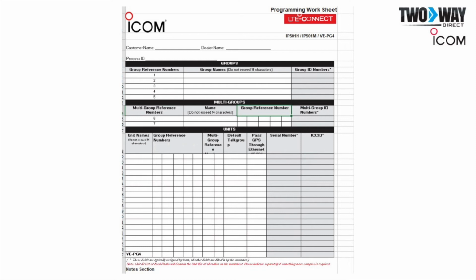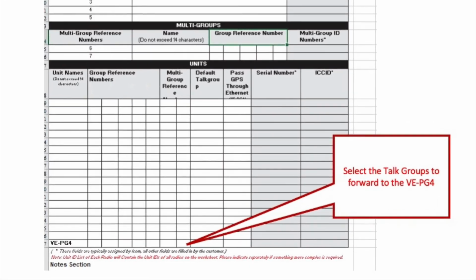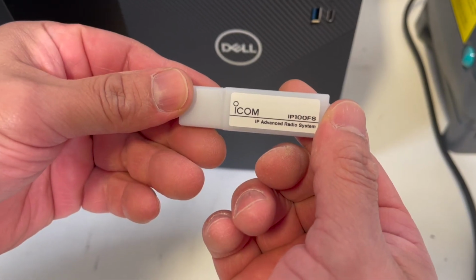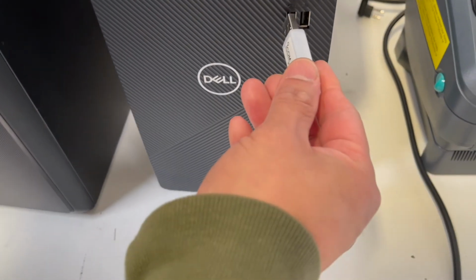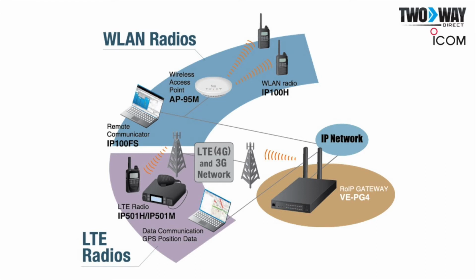Talk groups are assigned when programming the VE-PG4 within Icom's LTE-Connect network. It is important to note that the programming phase allows you to select specific features, like assigning talk groups, naming individual ID assignments, and limiting the number of calls to the VE-PG4 from the LTE side.